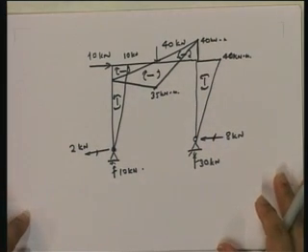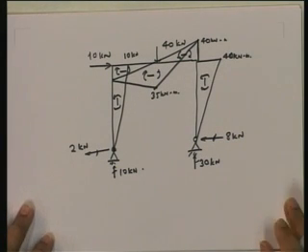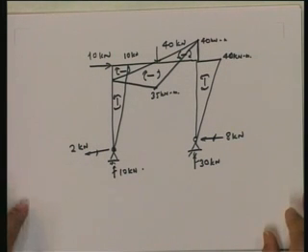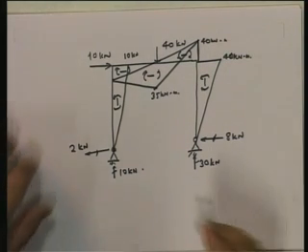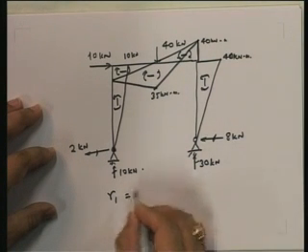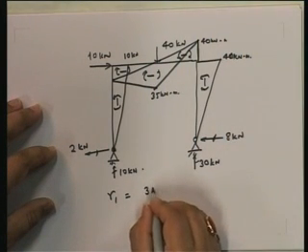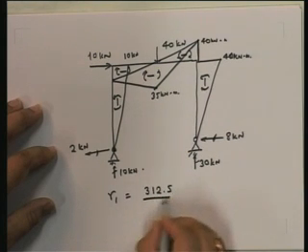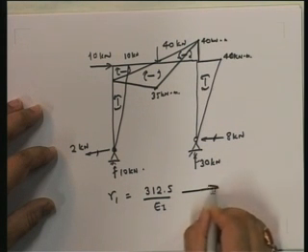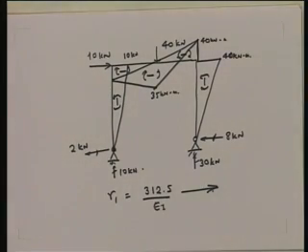And this is the total bending moment diagram, as well as you know what R1 is equal to. R1 is equal to 312.5 over EI in this direction. Okay, that is solving this problem using the matrix force method.